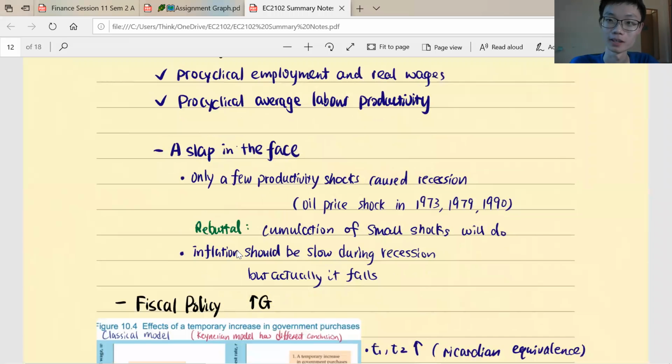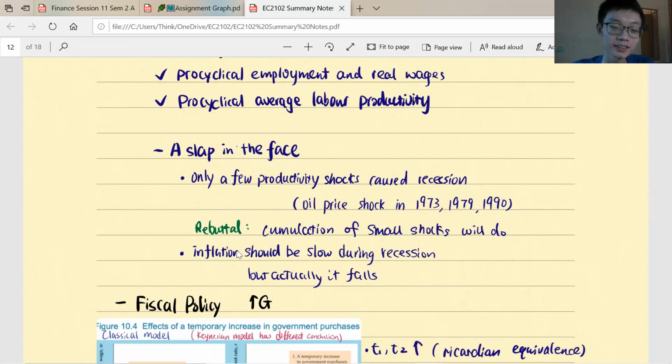Then sometimes it does not fit. It's like a slap in the face. Why? First of all, only a few productivity shocks cause recession, according to American chronological research.